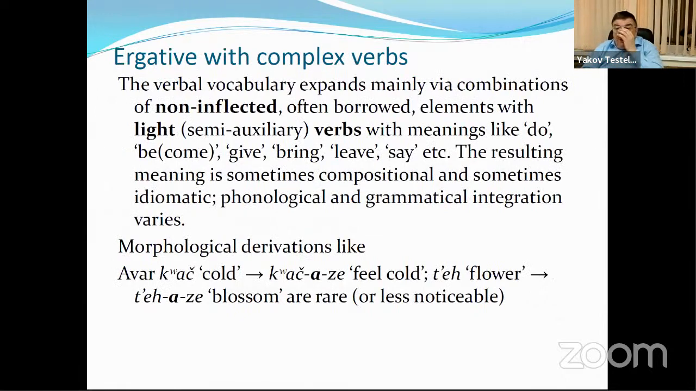Now, deviations from the ergative model, which is fairly consistent in the East Caucasian languages. In fact, most East Caucasian languages are very consistently ergative in their gender-number agreement and case marking, but there are some remarkable deviations. One is ergative with complex intransitive verbs. Complex intransitives: the verbal vocabulary expands mainly via combinations of non-inflected, often borrowed elements with light semi-auxiliary verbs with meanings like do, be, become, give, bring, leave, say, and so on.